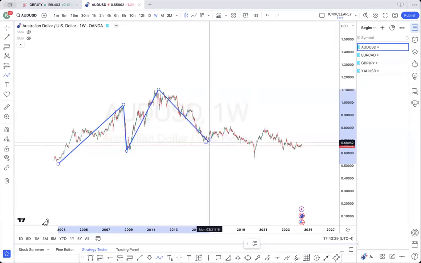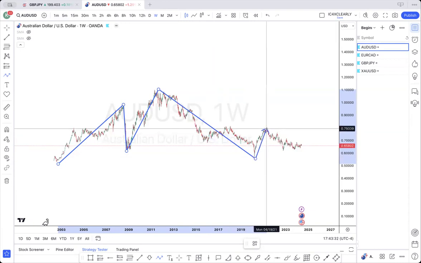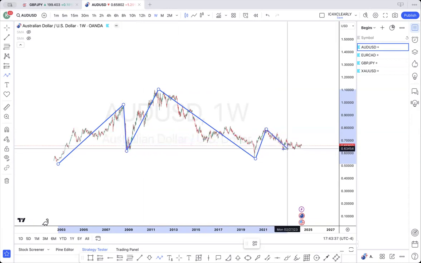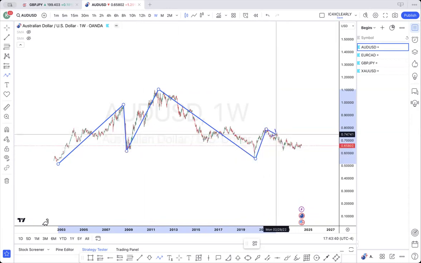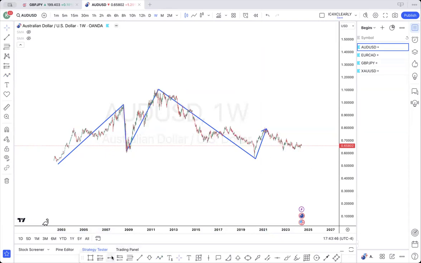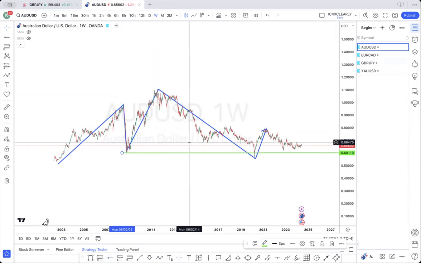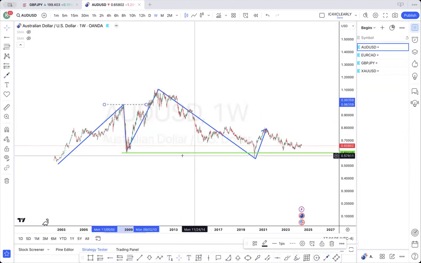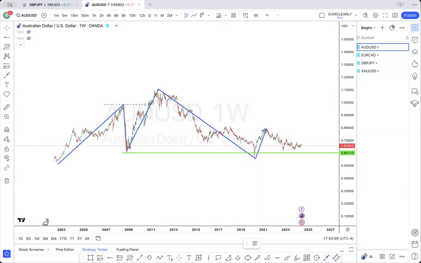I'm going to go down here, because did that break there? Yep, it did. So that broke here, and right now this is where we are. This is broken structure. I look at the higher time frame to identify my market structure. We had a break of structure here, and then we have since had another break of structure here.